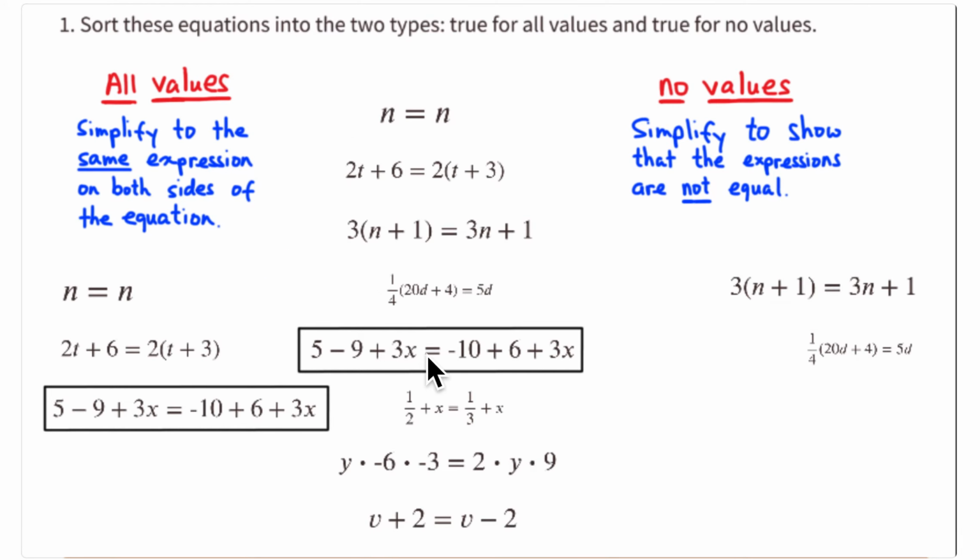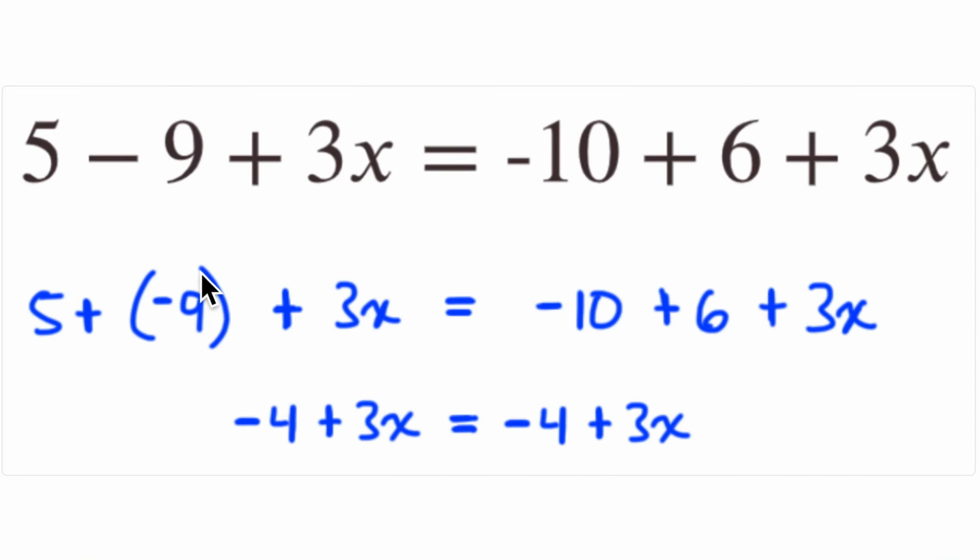So this one, the slope is 3x. Do you see that? It's 3x right here, 3x right here. And the y-intercept for this one is going to be -4. So this is -10 plus 6 is -4. And it's the same over here. 5 plus a -9 is also -4. So if we simplify the expression on this side, you get a -4 plus 3x. On this side, a -4 plus 3x.